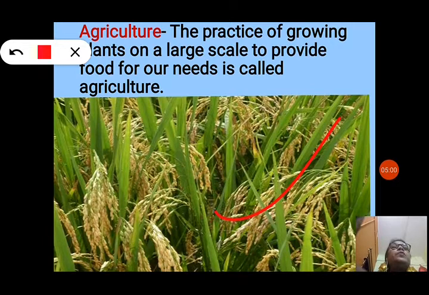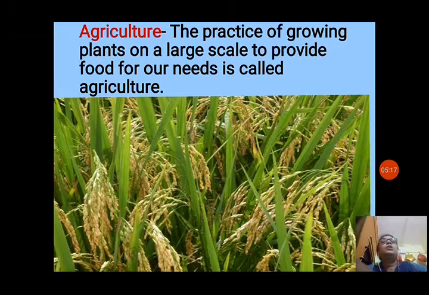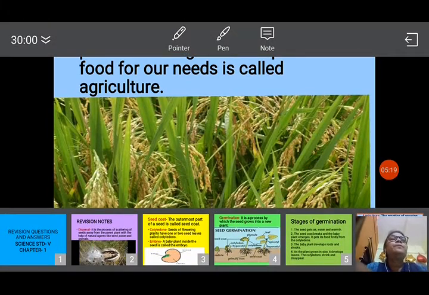So we need food, and we grow it on a large scale to fulfill the demand of a very large population, not on a small scale. When it is grown on a large scale to fulfill the need of the people, it is called agriculture. Now next we will see what the topic is.